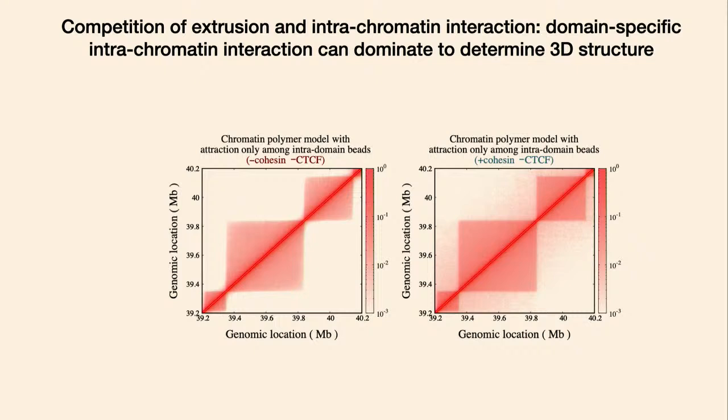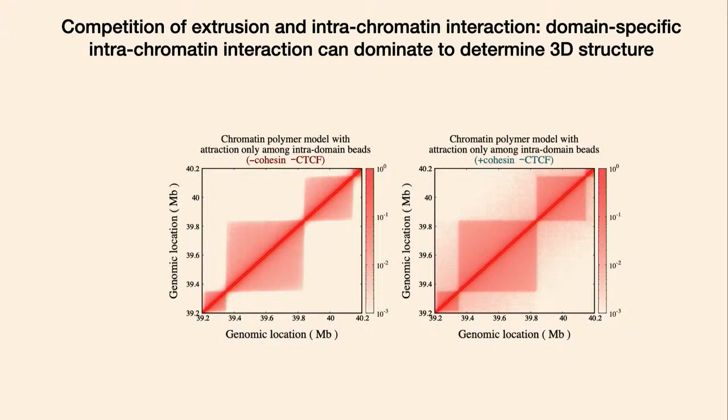Another takeaway lesson is that when there is extrusion and intrachromatin interaction, there can be some regions of chromatin where they compete, and it is possible that at some locations where domain-specific intrachromatin interaction is there, this can happen in Drosophila and in some parts of human, the condensate can dominate even though there is extrusion. So effective extrusion will not even be seen, because the strong intrachromatin interaction will hold the structure, and the extrusion will have no visible effect if you look at the 3D distance, the contact map.